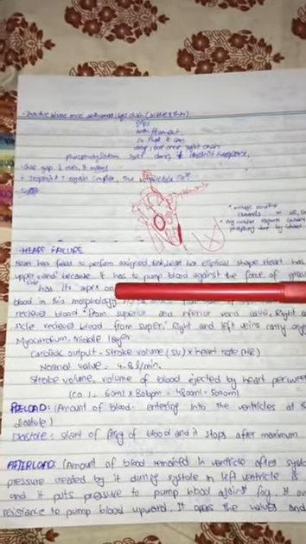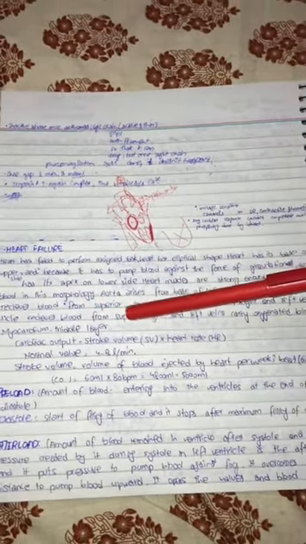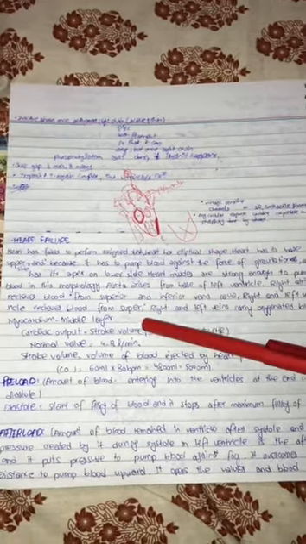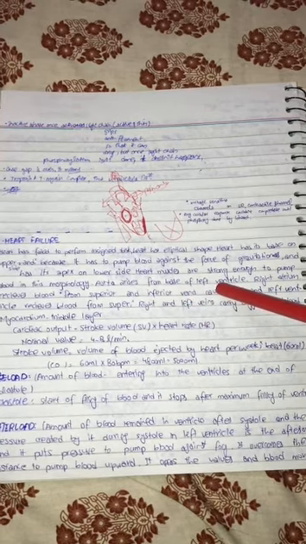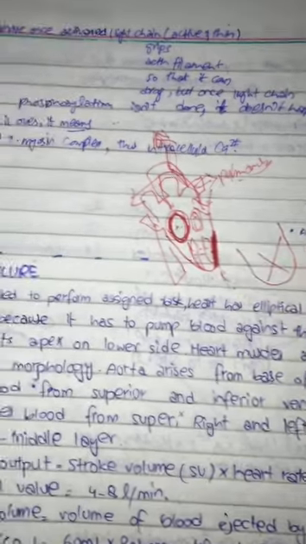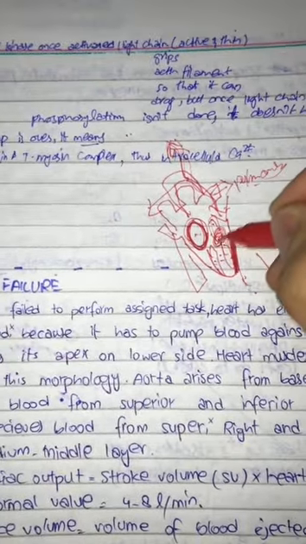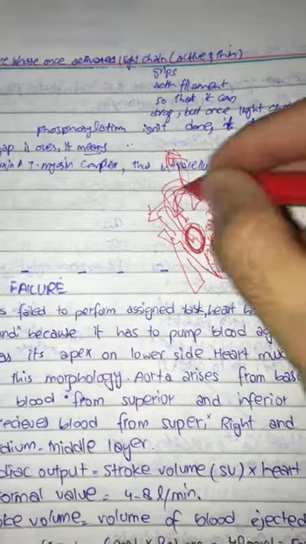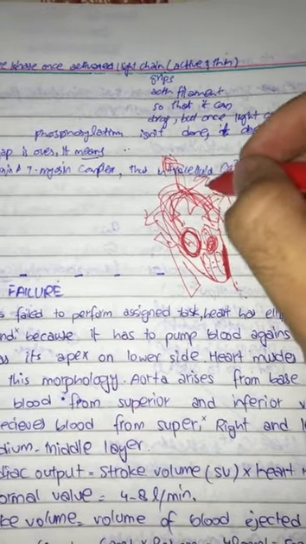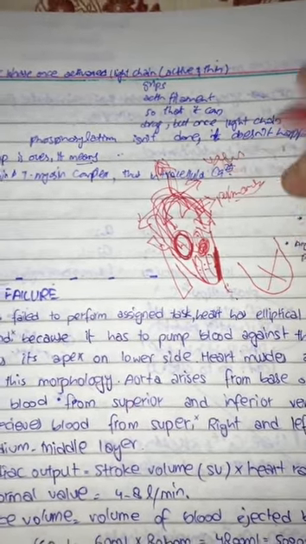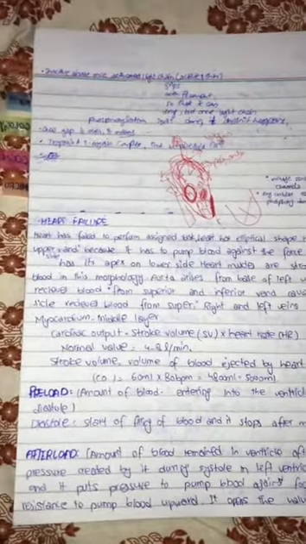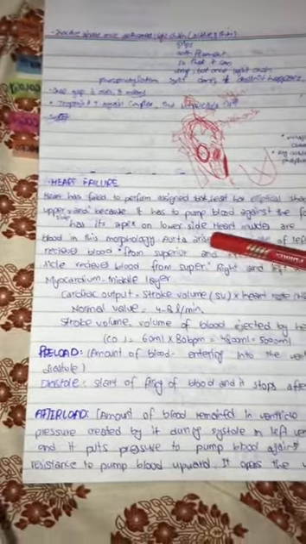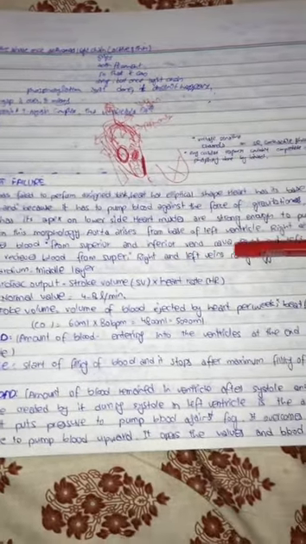So in this morphology, the heart has a good benefit: it can pump blood against gravity. The aorta arises from the base of the left ventricle. Here is the ventricle, and from here arises the aorta, the aortic arch. Here the vagus and glossopharyngeal nerves are present, which are nerves number 9 and 10. So the aorta arises from the base of the left ventricle.